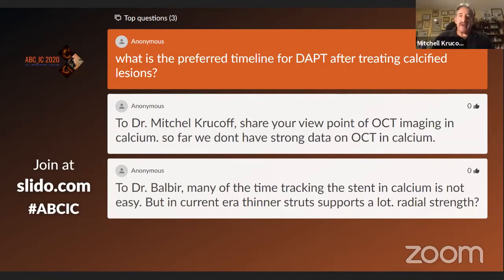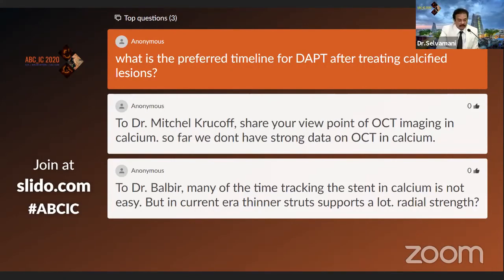Yeah, I would agree very much with Dr. Shah that if for any reason, and again, these can be very complex, the final result is in any way suboptimal, then I think more aggressive adjunctive medical therapy is just protective for the patient.